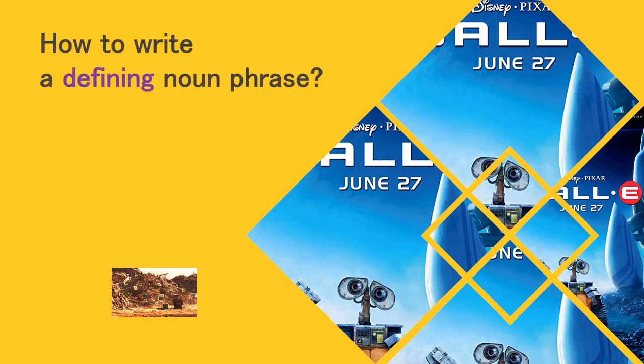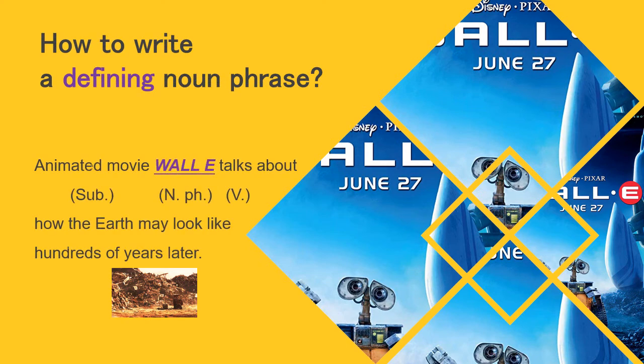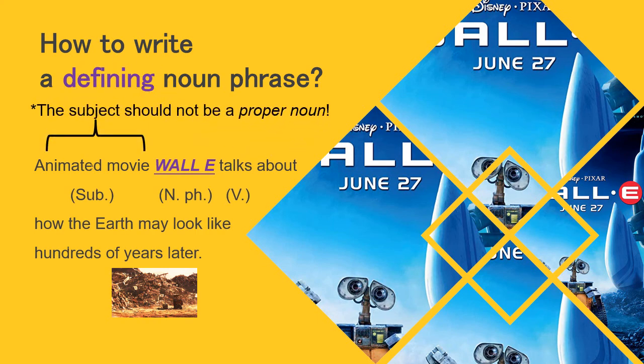So, how do you write a defining noun phrase correctly? First of all, at the start of a sentence, when you write the subject, it should not be a proper noun. Because when you write a proper noun, the meaning would be very specific, detailed, accurate, that you would not need to write a defining noun phrase to make sure that the reader will understand the sentence perfectly.